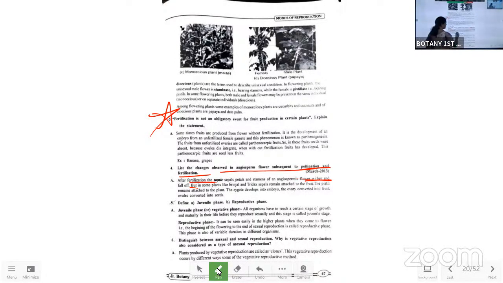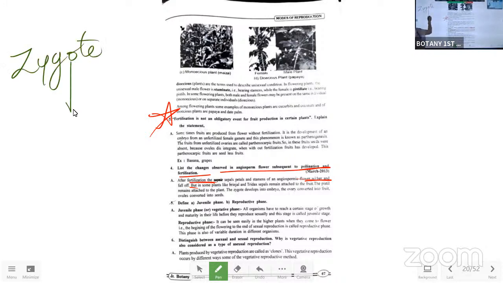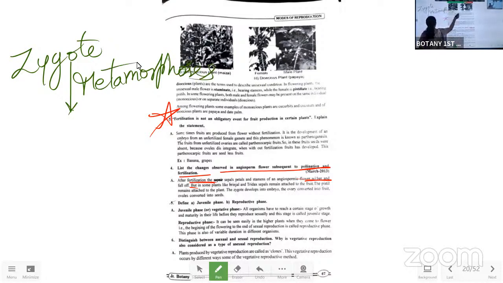And the zygote develops after the fertilization. Zygote is going to be formed, and this is zygote metamorphosis. That means with the gradual changes in it, it turns into the embryo.